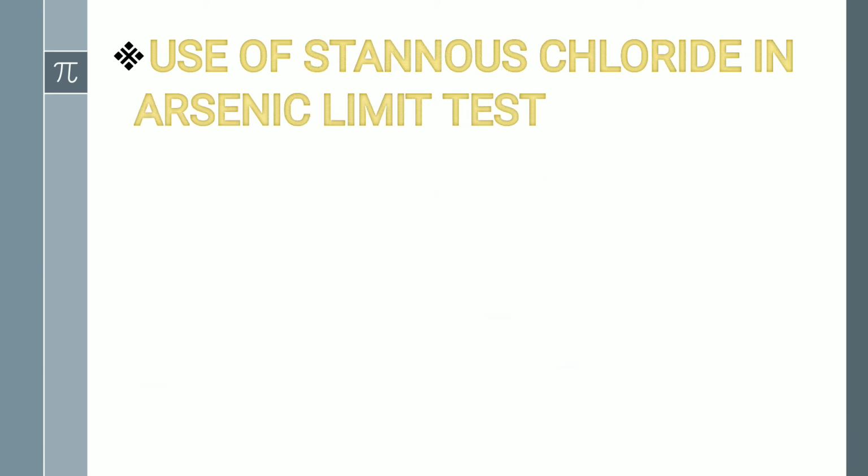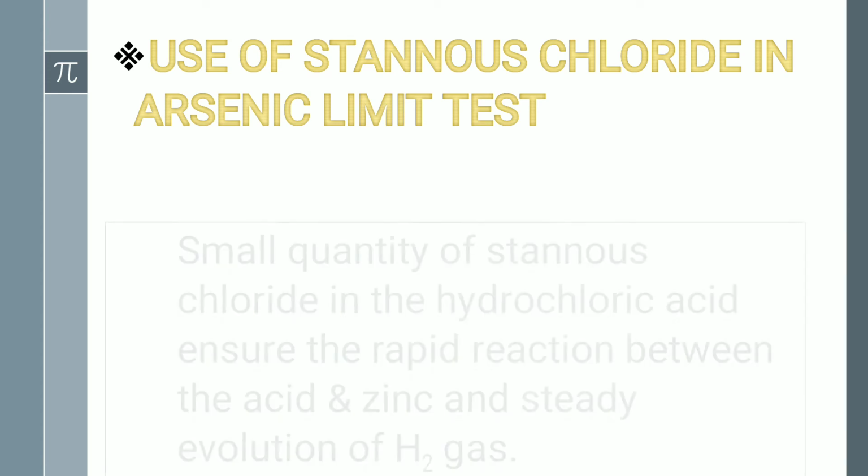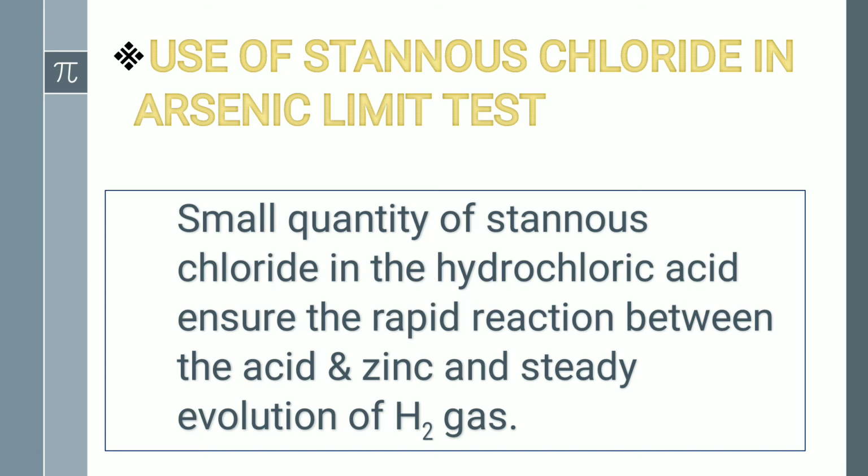Our next reagent is stannous chloride. It is again a part of the arsenic limit test. The stannous chloride, which is used in a small quantity with hydrochloric acid, ensures a rapid reaction between acid and zinc. When stannous chloride dissolves in the acid, it increases the rate of reaction of acid and zinc, and there is a steady evolution of hydrogen gas, that is H2 gas.